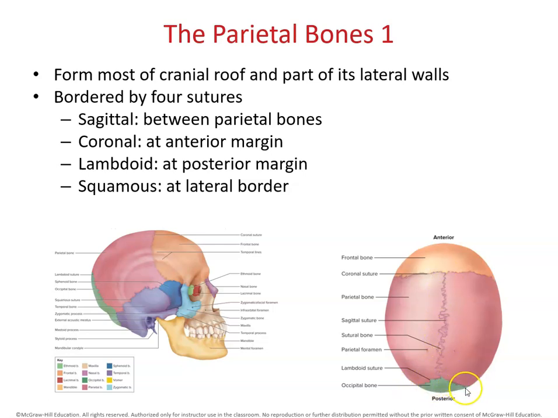The parietal bones join up with the occipital bone, that's this green part here. They join up at the lambdoid suture. And where the parietal bone comes together with the temporal bone, that happens at the squamous suture. So we have 4 sutures here that are important: coronal, sagittal, lambdoidal, and squamous with the temporal bone.